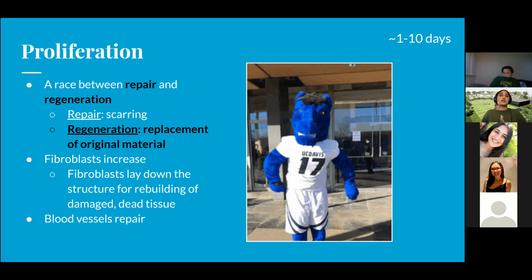So what we want instead is regeneration. We want to replace the original material completely, and make sure that we get this sort of smooth healing over that torn area. That's the primary goal of proliferation. Proliferation is a really important phase because it dictates whether you're going to get scarring or the replacement of original tissue. So it's really important to intervene and help the individual out in this phase for sure.